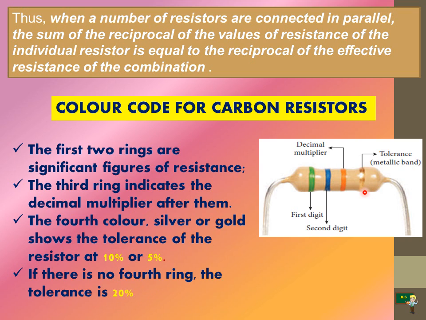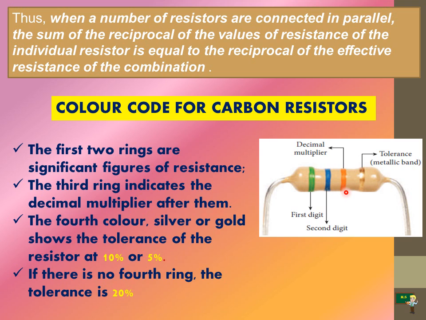Actually, 3 colored rings are used to indicate the values of resistors. You can see how we find the value of the resistance according to the rules in the table in your 12th standard book, page number 96. Let's see what rules we use here. First of all, the first 2 rings, the first digit and second digit rings, are significant figures of resistance.